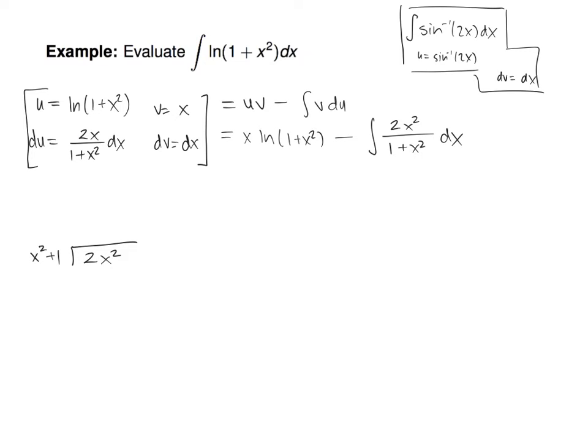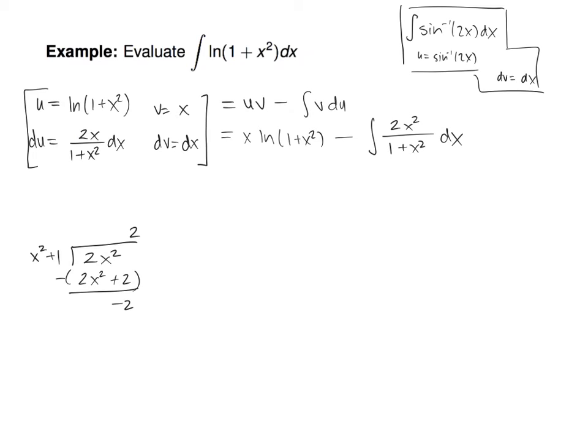Is this not a place where it's easier to pull the 2 out in front of the integral? Yes, it will be totally fine. It's always legit to pull the 2 out. So what do you multiply this x squared plus 1 by to make it match 2x squared? 2. Take it away. What's your remainder?